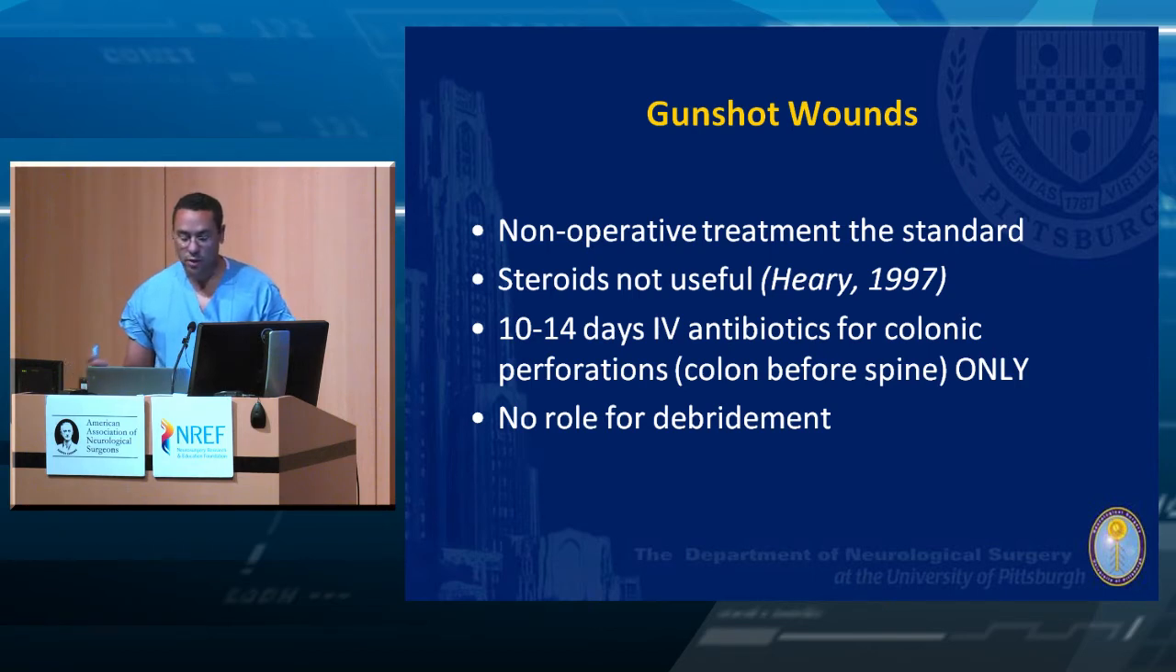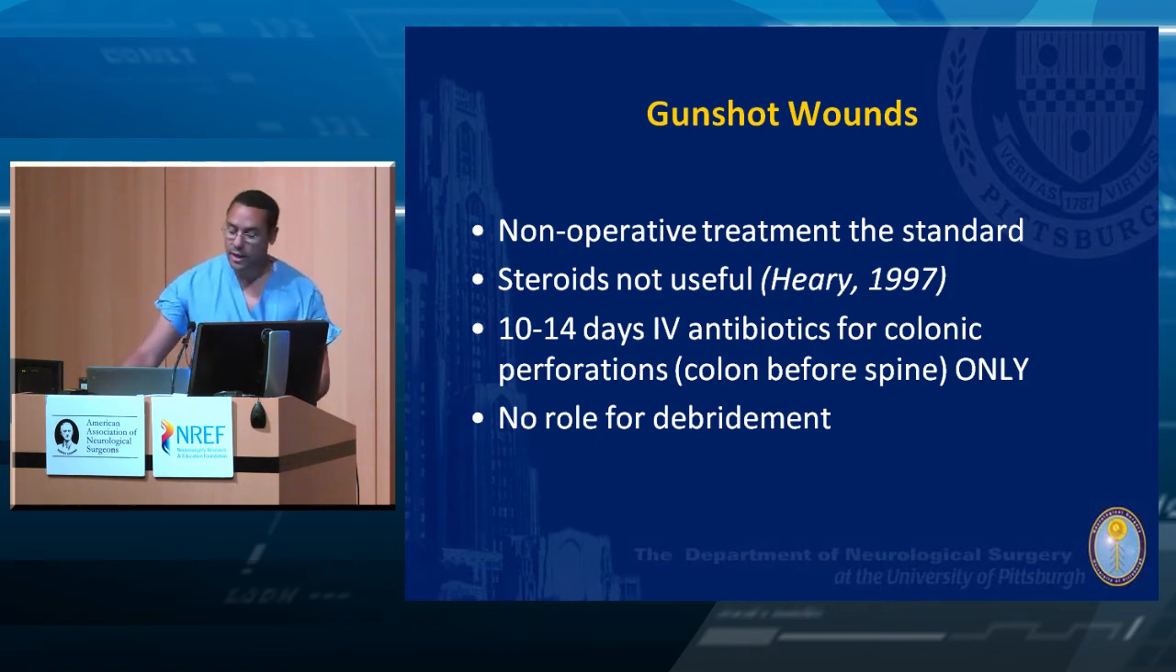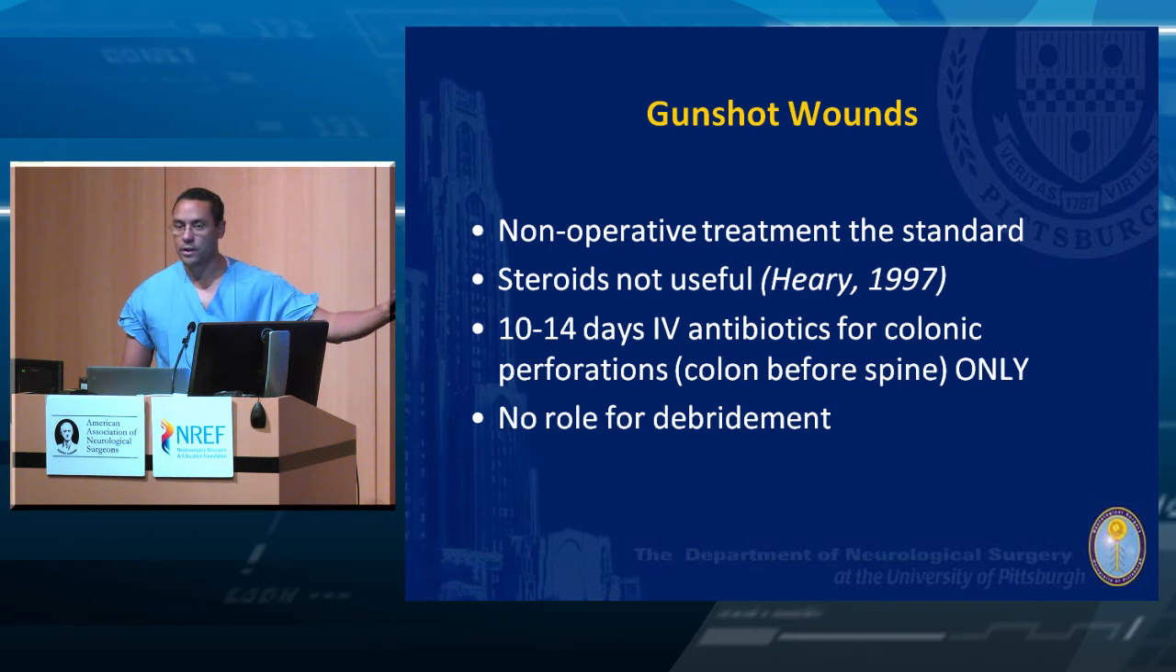Gunshots. So non-operative treatment of gunshot wounds is the standard. We know that steroids are not applicable to this patient population, irrespective of what you think about it for the non-penetrating population. Antibiotics are not indicated for gunshot wounds to the spine, even if they traverse the canal and have CSF. They're not indicated unless there's colonic perforation. So that's the only indication for antibiotics.